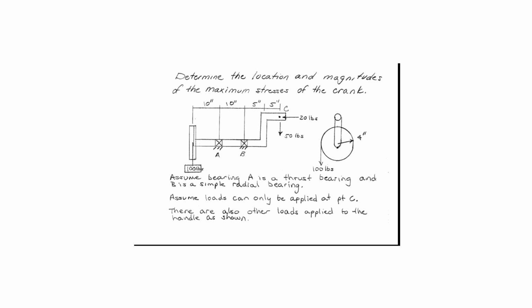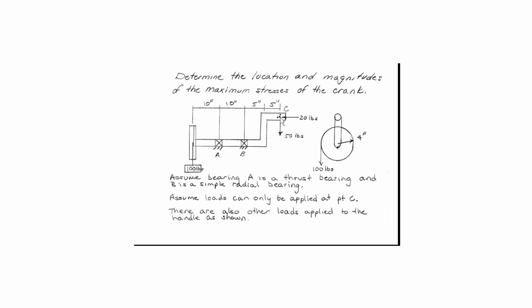Hello and welcome to another tutorial in ANSYS Workbench using SpaceClaim. In this tutorial we are going to look at a combined loading problem, and the combined loading problem will consist of a circular disc on the end of a shaft, a crankshaft that is turned with the hand up here on the handle to lift a 100-pound weight.